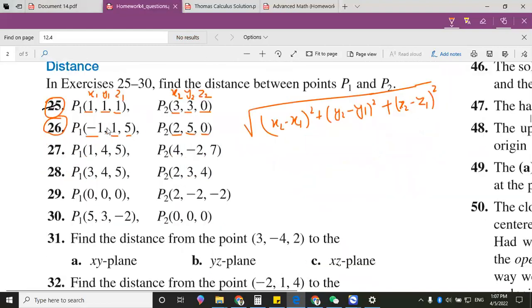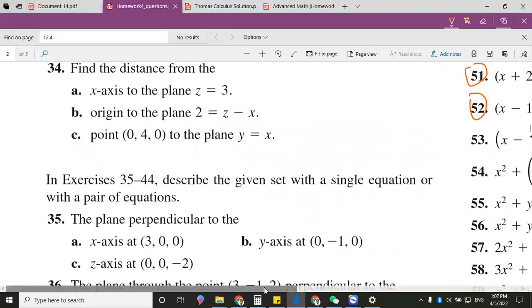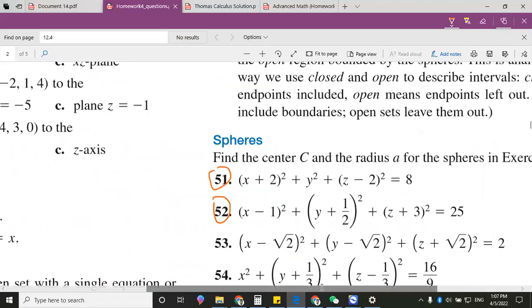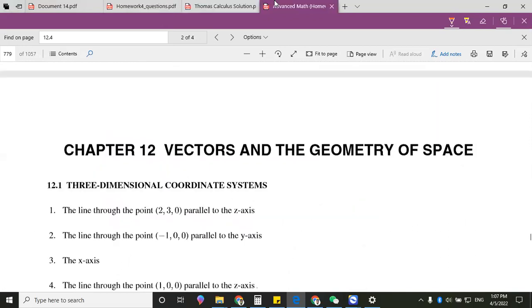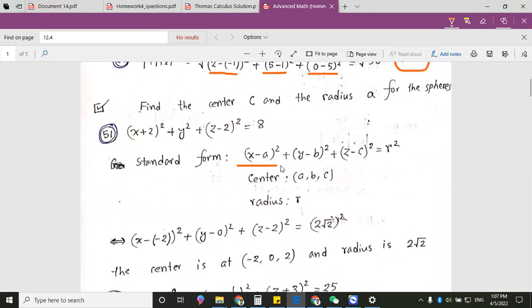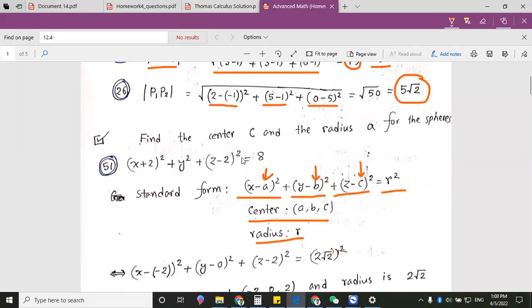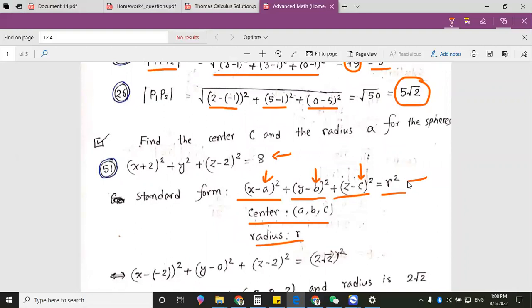Now let's see the next question here. It was 51. We have to find the center C and the radius A for the sphere in 51 and 52. So there are two equations, right? The general equation for a sphere is this way: x minus a whole square plus y minus b whole square plus z minus c whole square is equal to r square. Here r is our radius and ABC is our center. So we have to convert this equation into this form.